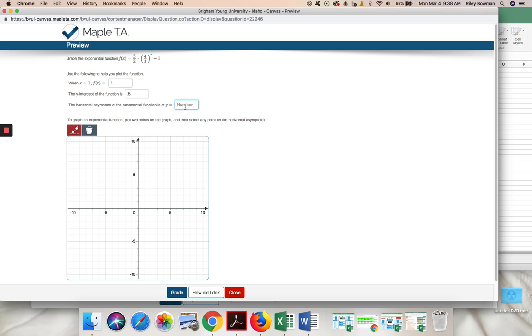The last one was the horizontal asymptote. That is, ignore everything at the front of this and just take this last little guy right here, which is -1. And then we go through and graph all these points, and that'll help us graph this.